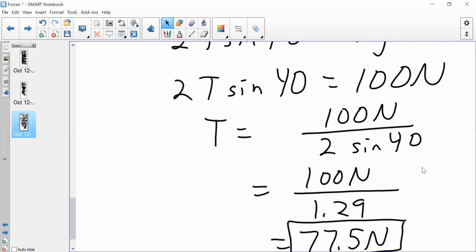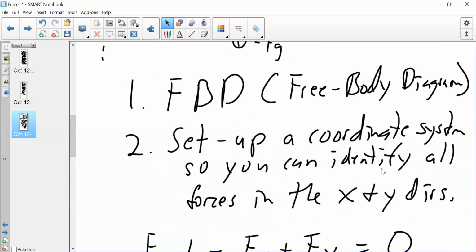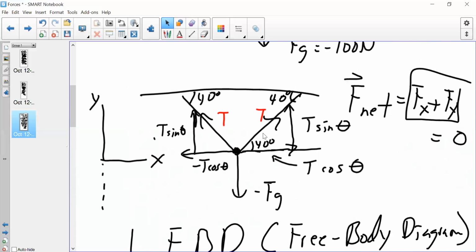Any questions on that? Any questions on any of those steps? Because the method is very important. These problems will get crazy because now you're going to have objects on ramps, and we're going to have to break them down and change the orientation of the coordinate plane, but the logic remains the same.